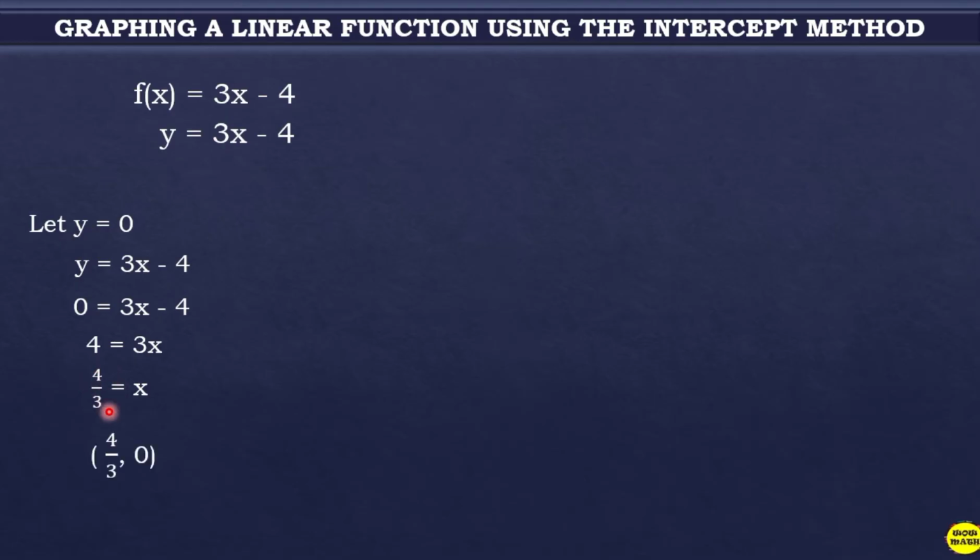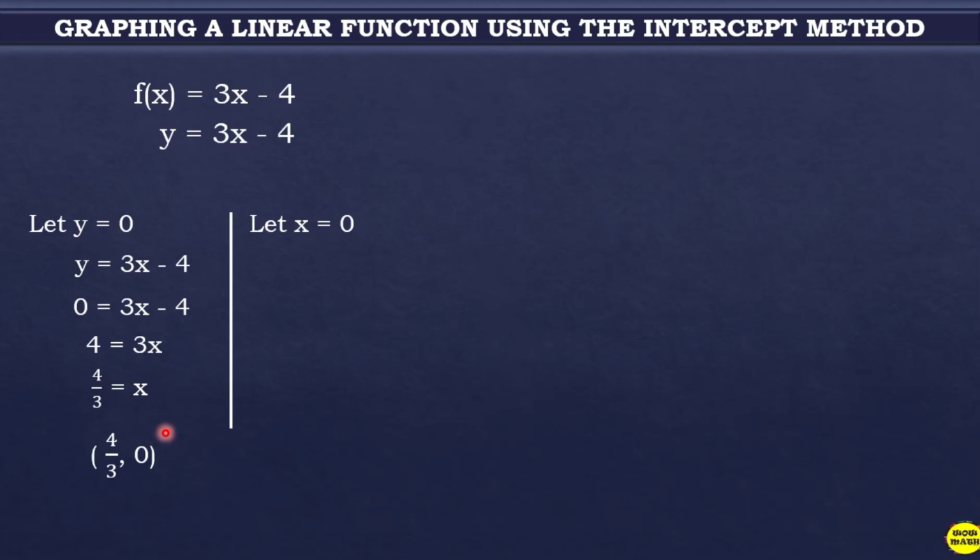So ayusin na lang natin. So x is equal to 4 over 3. So therefore, your x-intercept is 4 over 3 and the ordered pair will become 4 over 3, 0. So ito yung gagamitin natin pag pinlat natin siya.